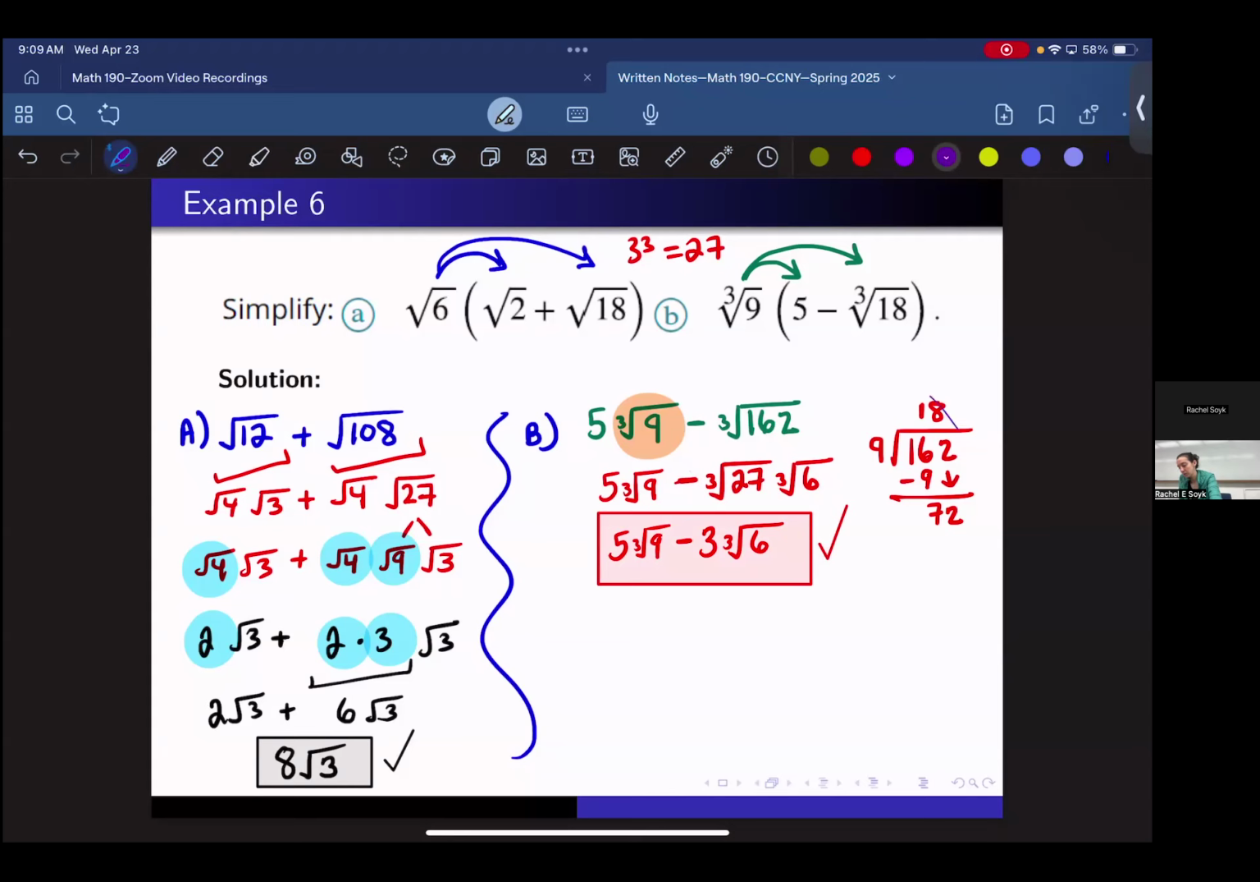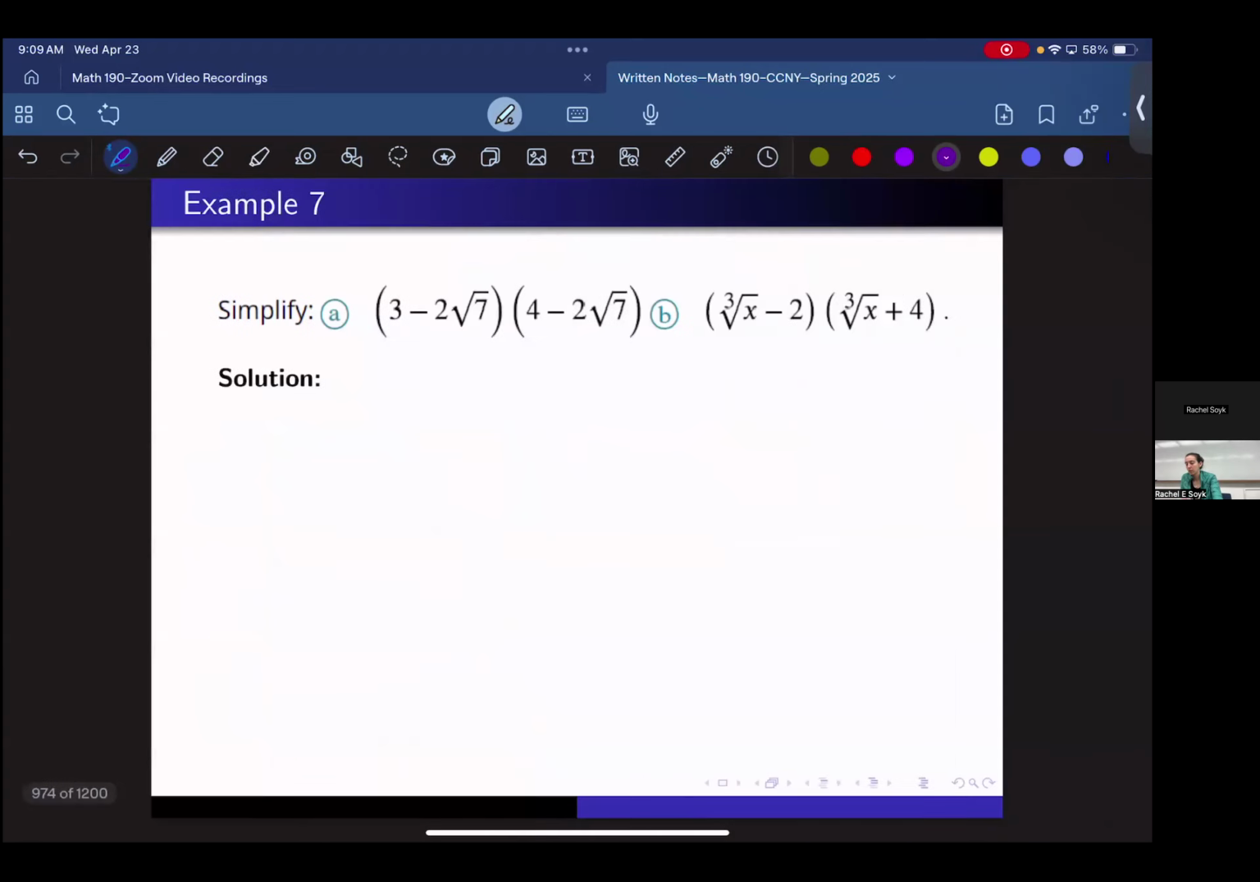Yeah, so this part to the side, we can just cross that out. All right, any questions at all on this slide? So let's look at example 7.